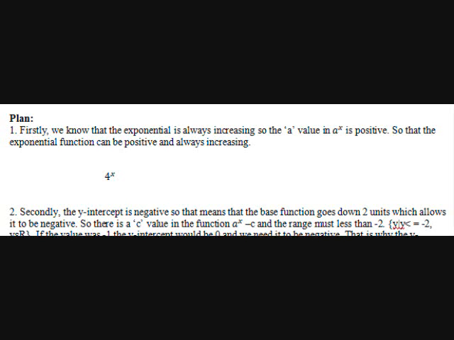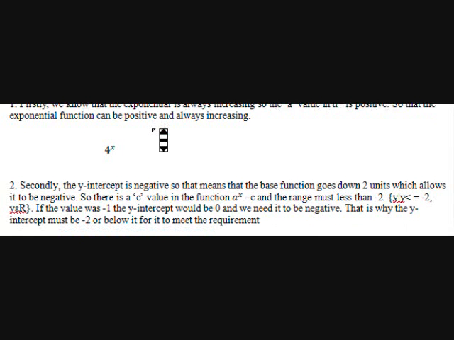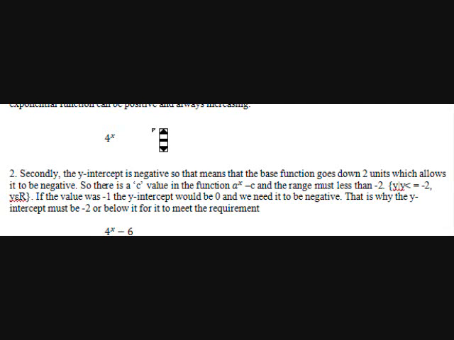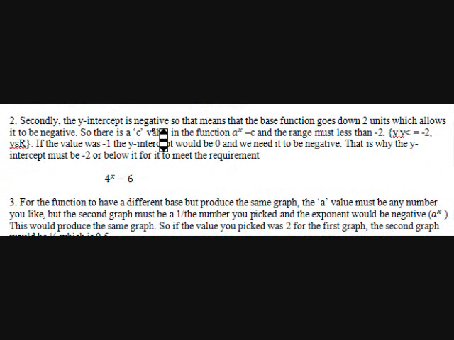Step 1. Firstly, we know that the exponential function is always increasing, so the a value in a to the x is positive, so that the exponential function can be always increasing. However, this is not true. We can also have another exponential function which can be reflected on the x-axis and the y-axis, which will also be increasing. But continuing on with this plan, I've chosen a positive base, like he has said, so 4 in this case, and have substituted into the base equation he provided, which was a to the exponent of x. Moving on to step 2.